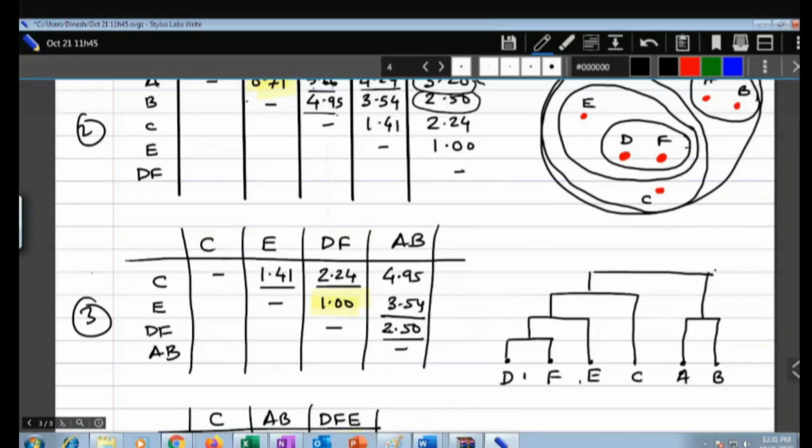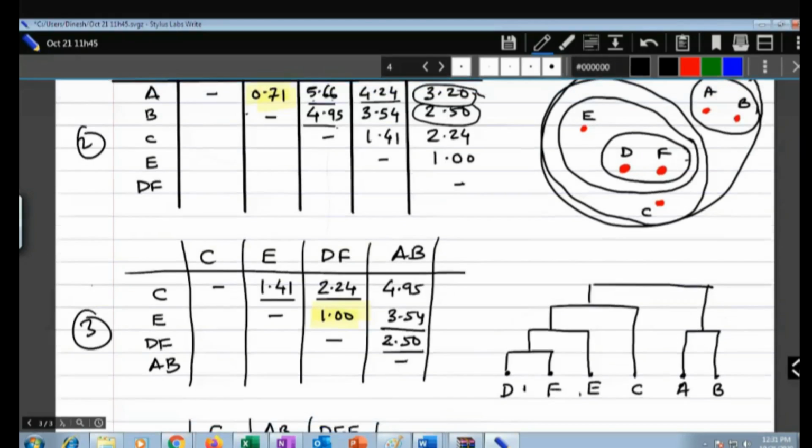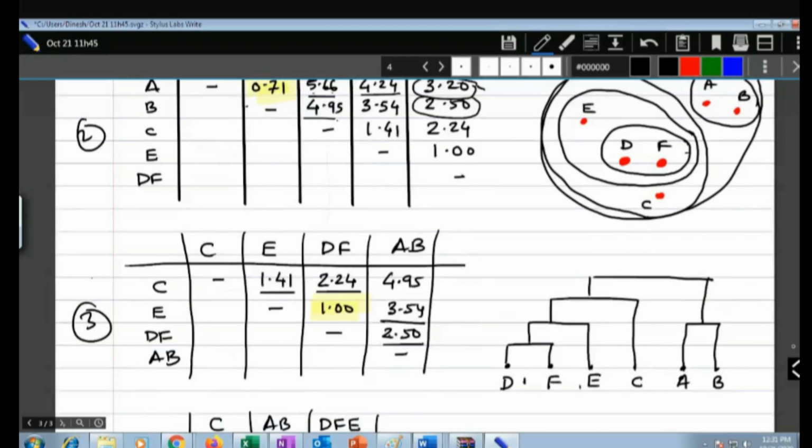So the thing with this particular dendrogram is that if you want to find only two clusters, the beauty of this dendrogram is that you can cut it at this particular line. So if you take the intersection at this, what will happen? You will have two clusters, right? So ultimately you will have DEFC in one cluster and AB in another cluster.